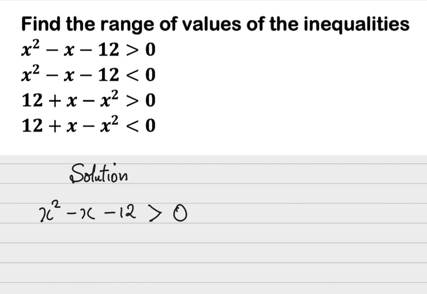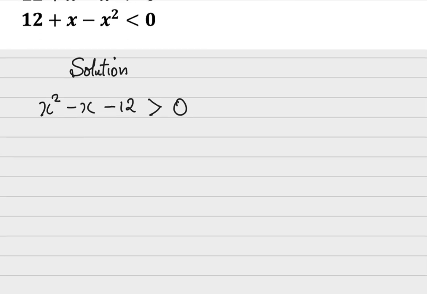is greater than 0. Now, once you have this type of question where you are asked to find the range of values, the first thing is to assume that it is a quadratic equation, which is x squared minus x minus 12 equals 0. Now you solve this. Solving this is picking these two. Multiplying them gives minus 12x squared. So you look for two factors of minus 12 that will sum to give you minus 1, because the coefficient of x is minus 1.